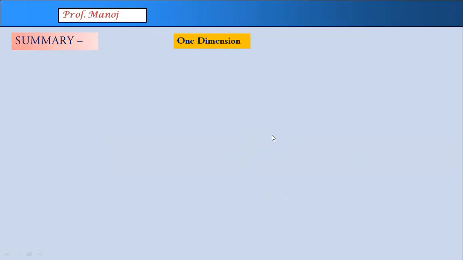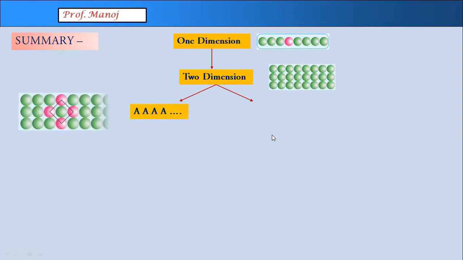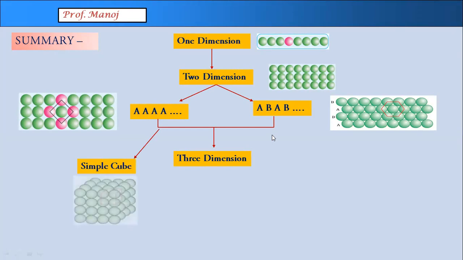We had taken one dimension first, which was like this. Then we stacked this to get 2 dimension, which was like this. और 2 dimension में हम लोग के पास 2 टाइप्स थे. फर्स्ट वॉज AAA टाइप, दूसरा था ABAB टाइप. सो 1 डायमेंशन को हम लोग ने 2 डायमेंशन किया, 2 डायमेंशन के 2 टाइप्स देखे. फिर वी वेंट फॉर 3 डायमेंशन. सो इन 3 डायमेंशन अगर AAA वाला एक्सटेंड करते हैं हम लोग तो उससे हम लोग को मिलता है सिंपल क्यूब.